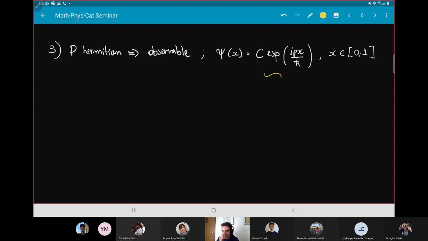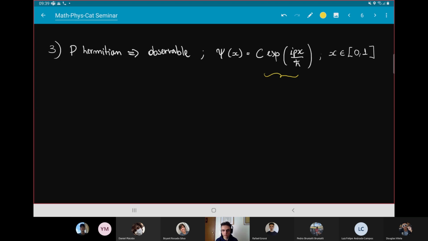And you can check that this function over here is not square integrable. If you multiply by the modulus squared, you're going to get an x. You're going to get the integral of dx evaluated at plus and minus infinity, that is not bounded. And so this guy is not even in the same Hilbert space as the momentum operator.